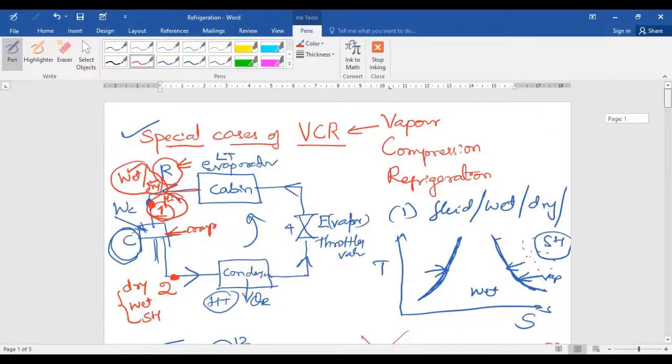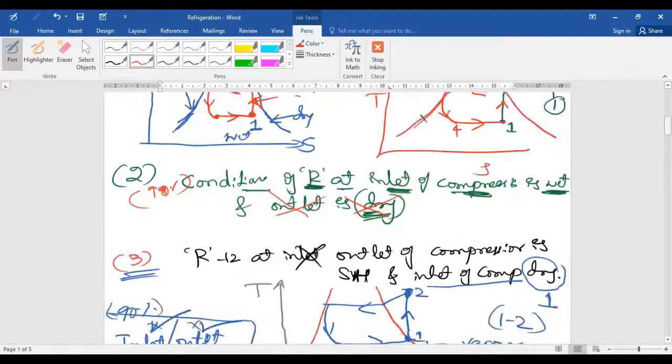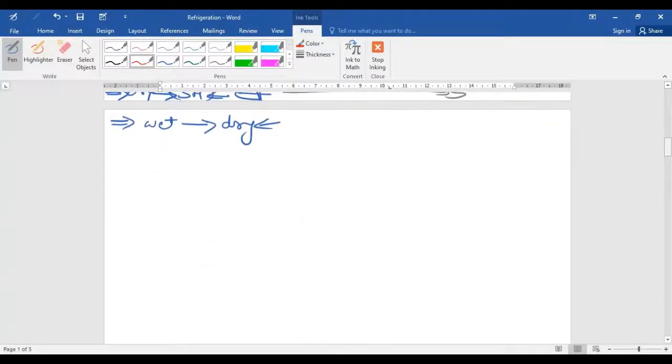To solve numericals on these refrigerants, you need to remember the cases: whether the input to the compressor is dry or wet, or the outlet of the compressor is dry or wet. In the normal case, if the input to the compressor is in wet condition, the outlet will be dry. If the input to the compressor is dry, the outlet of the compressor will be in the superheated region. I have discussed similar solutions and cases here. Please go through the videos once again, you'll understand better.